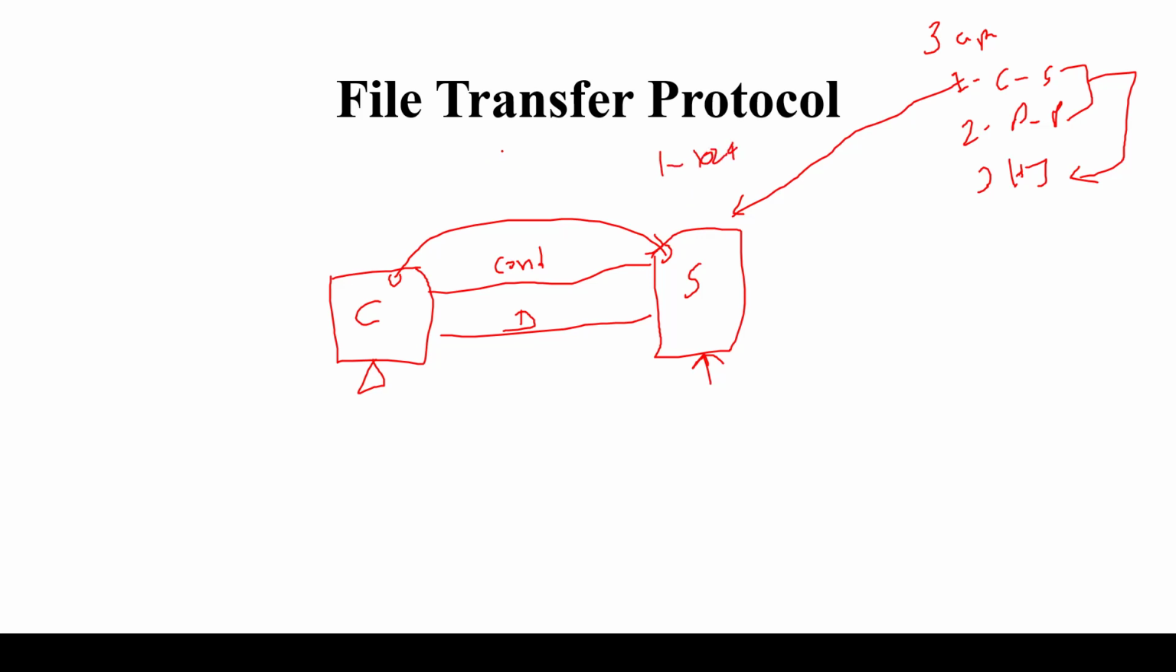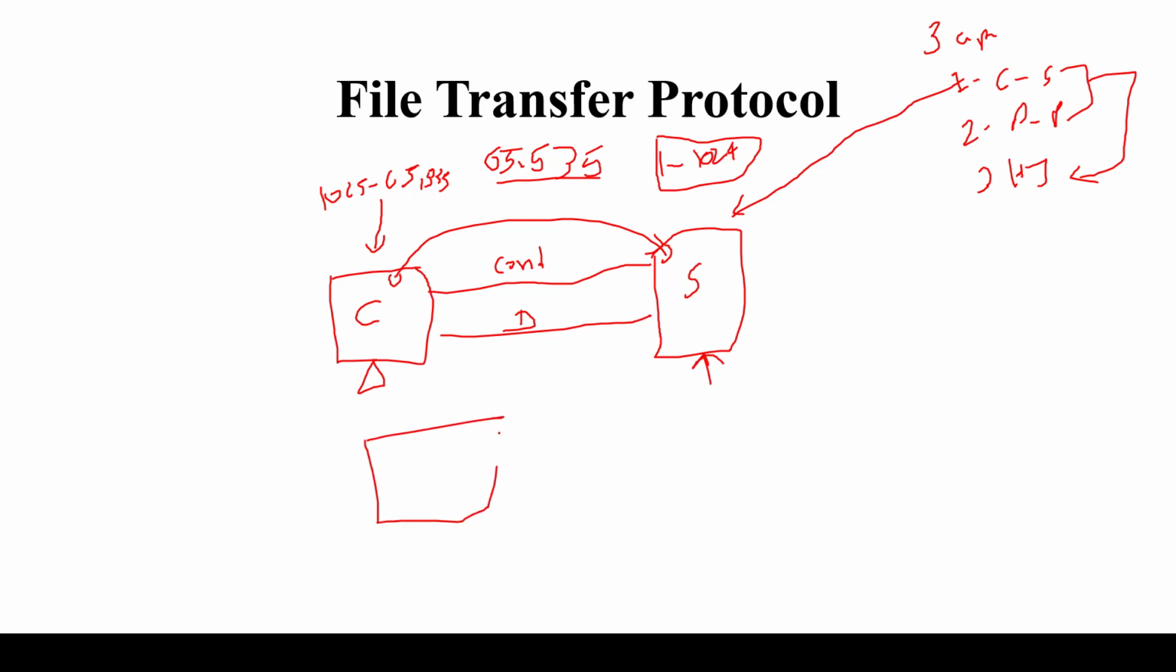So we have a total of 65,535 ports, right? And out of this range, the first 1024 are known as well-known ports, right? And the client uses an ephemeral port number. After 1024 there is again some classification in between, right? But the client uses some ephemeral port range.